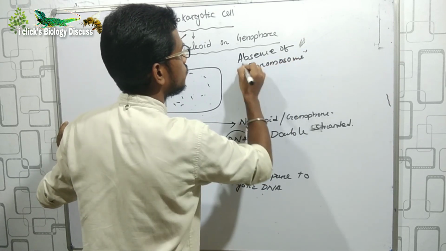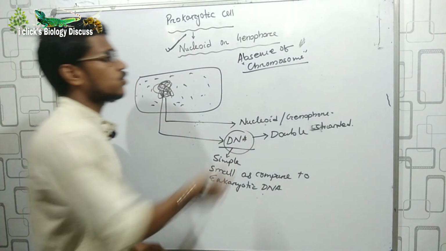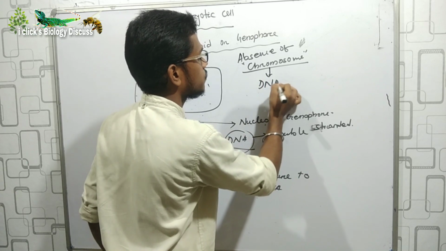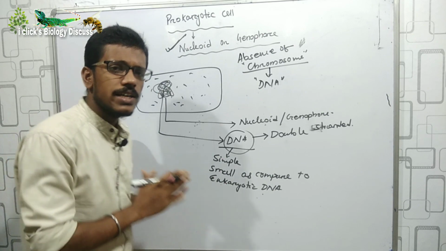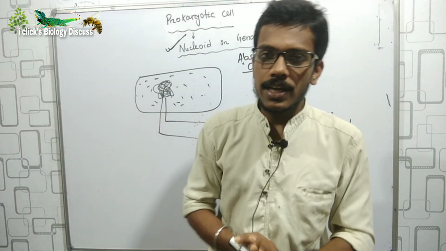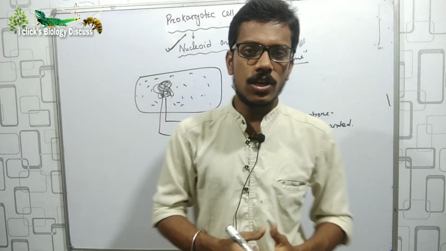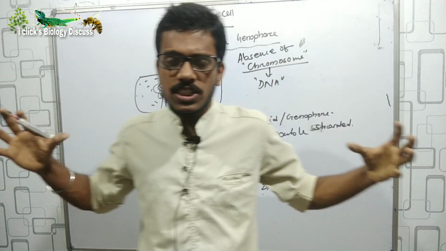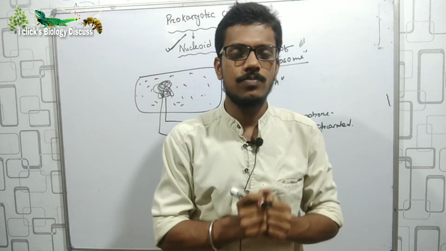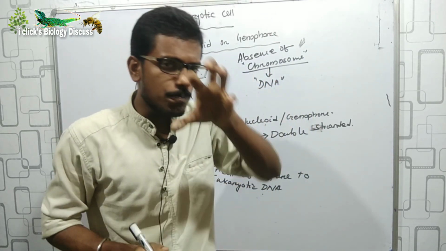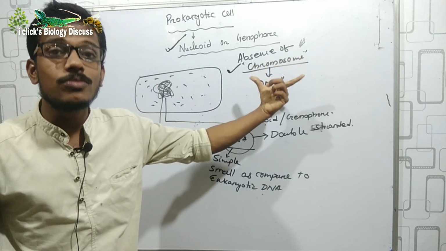What is chromosome? The chromosome is made up of DNA. In a eukaryotic cell, the DNA is very large and very long, so it requires packaging. Due to packaging, what happens? The DNA comes to a packed condition, and that packed condition leads to formation of a structure called chromosome.